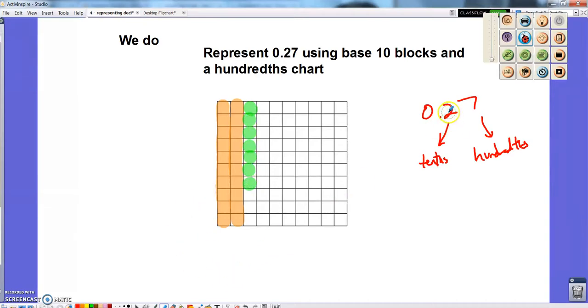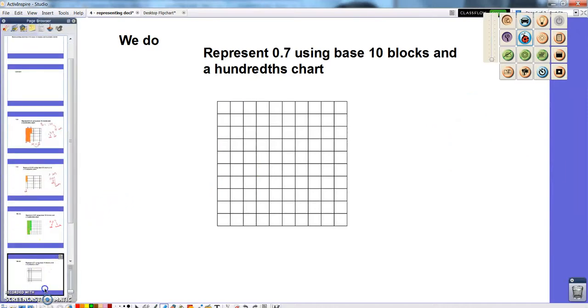Or I could just count 27 hundredths. I could have gone 1, 2, 3, 4, 5, 6, 7, 8, 9, 10, 11, 12, 13, 15, 16, 17, 18, 19, 20, 21, 22, 23, 24, 25, 26, 27 hundredths. Either one works. It's 2 different ways to think about the same thing. Okay, let's do one more.